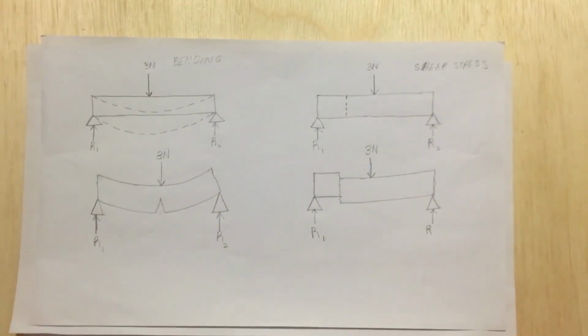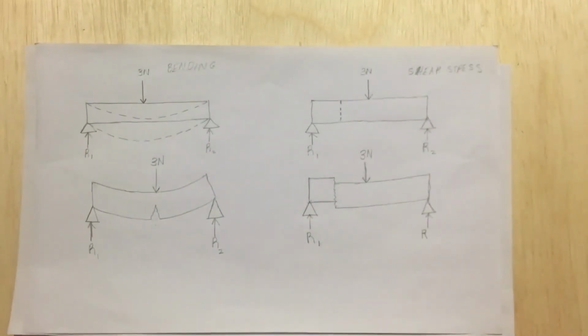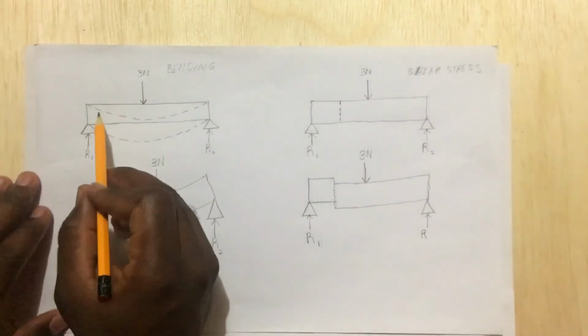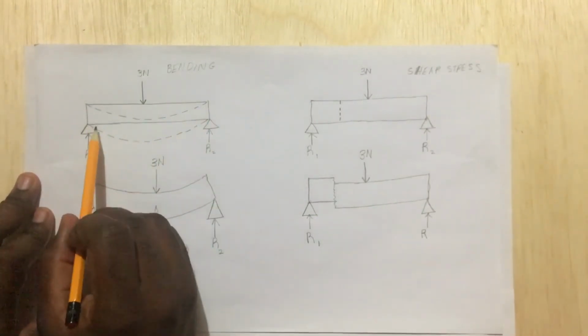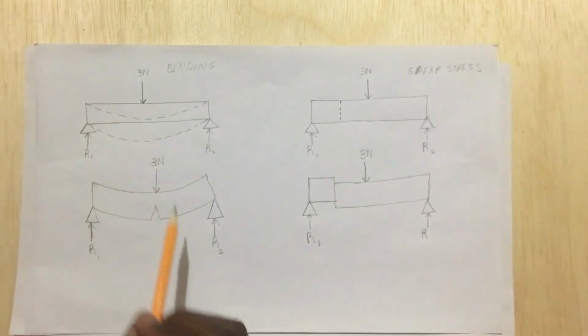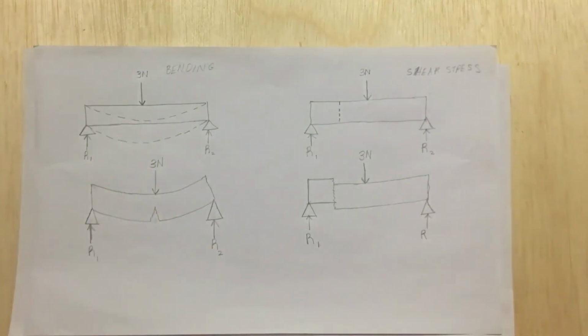Okay, if you look at these images, you will see on the left, bending is taking place, and on the right, shearing is taking place. Now, this beam, as a result of this force, is undergoing bending, and the bending is causing or can cause failure. Now, this is the type of failure that this particular bending can cause.